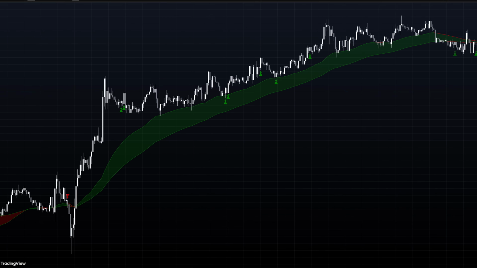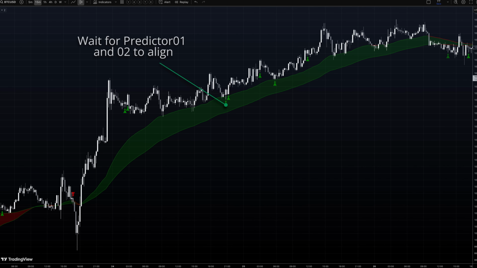For strategy implementation, traders can use the dual predictor system for confluence trading, waiting for both Predictor 01 and Predictor 02 to align before entering positions. The system works particularly well in trending markets, where the combined technical indicators can capture momentum shifts early.